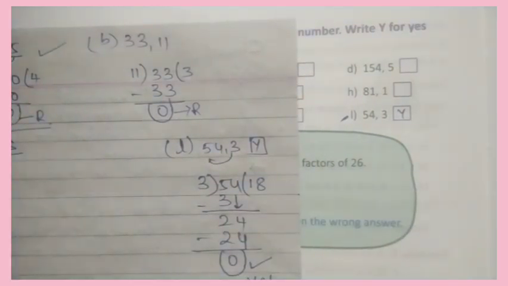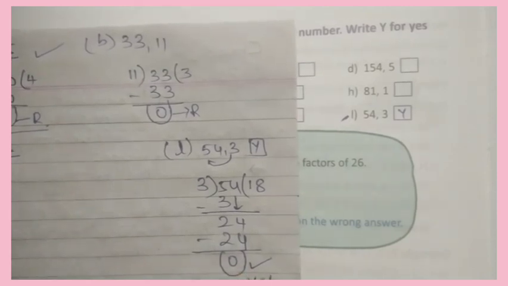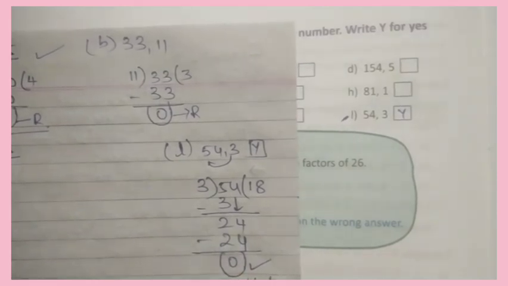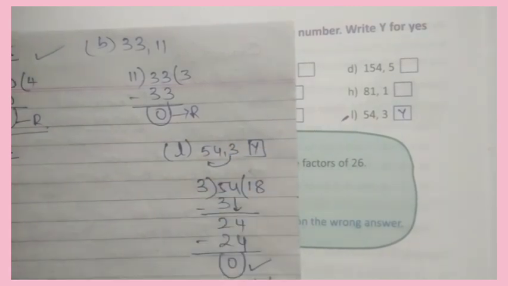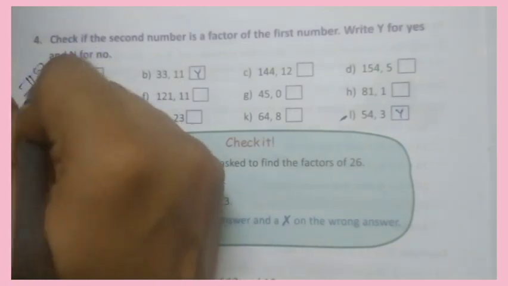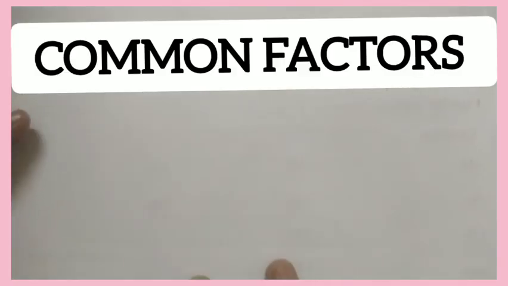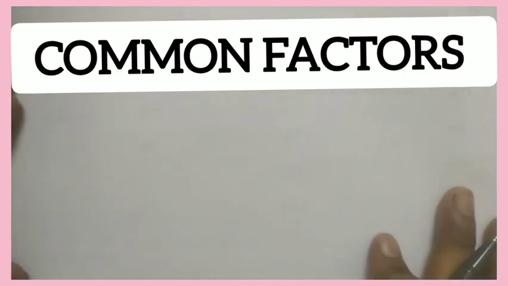If you do not get 0 here, if you get 1 or 2 or 3 like that, then it is not a factor of this number. Like this you have to do these problems. This is homework for you. Remaining problems, complete them. Now look here children, let us learn about common factors.